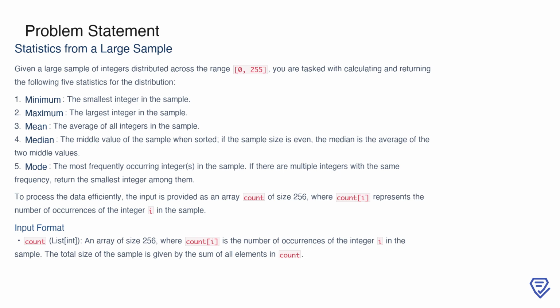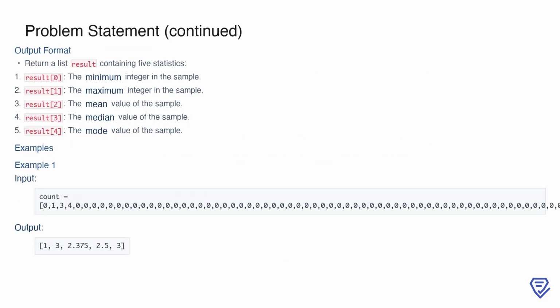To make this process efficient, the input is given as an array called count, where the value at each index represents the number of times the corresponding integer appears in the sample. For example, count[3] tells you the frequency of the integer 3 in the dataset. The output for this problem is a list called result that contains the 5 statistics you've calculated. Specifically, result[0] will store the minimum value, result[1] will contain the maximum value, result[2] will hold the mean, result[3] will have the median, and result[4] will represent the mode.